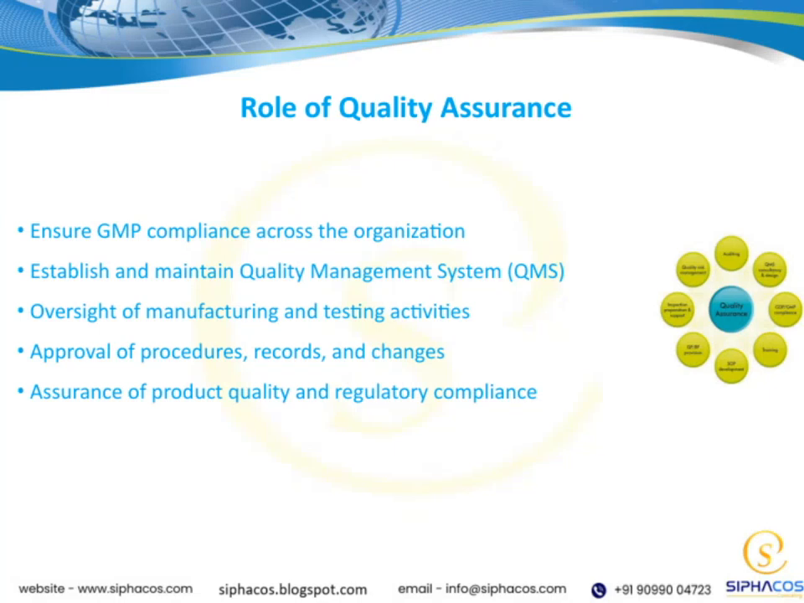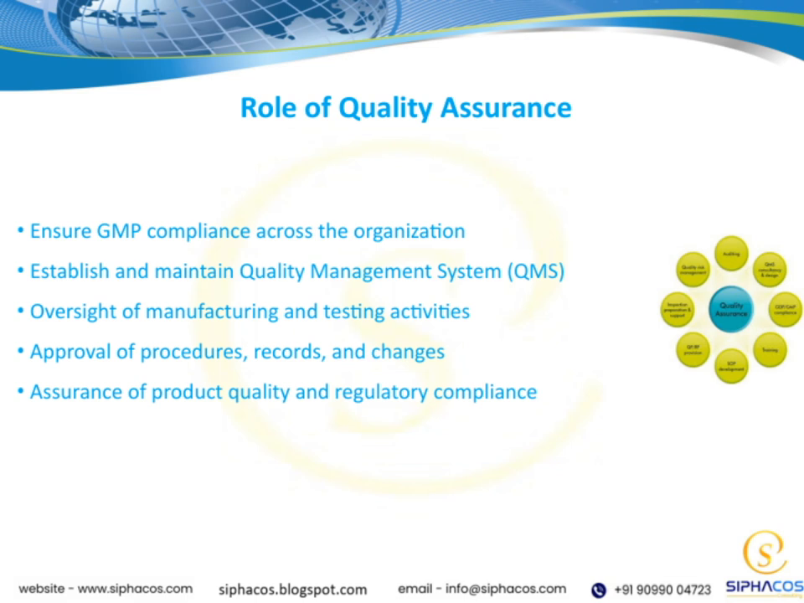Now, let's talk about the role of quality assurance in our organization. First, ensuring GMP compliance across the entire organization is fundamental. It means making sure that every process and procedure meets good manufacturing practice standards, which are critical for product safety and quality. Next, establishing and maintaining a robust quality management system, or QMS, is essential. This system provides the framework for how we manage quality, from documentation to continuous improvement.